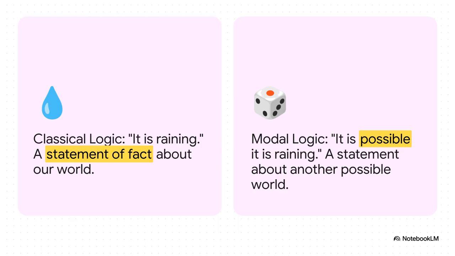Classical logic makes statements of fact about the world we're in right now. It is raining, period. But modal logic lets us talk about other possible worlds while staying right here in our own.